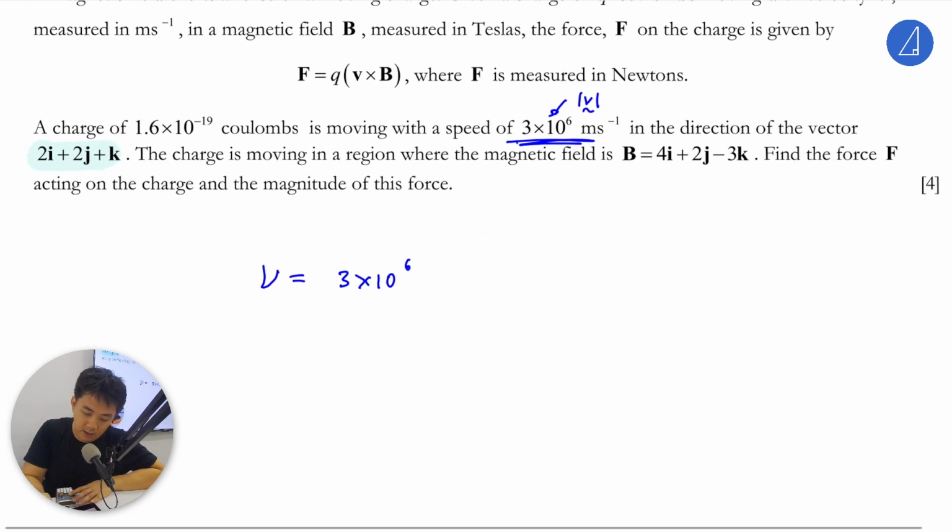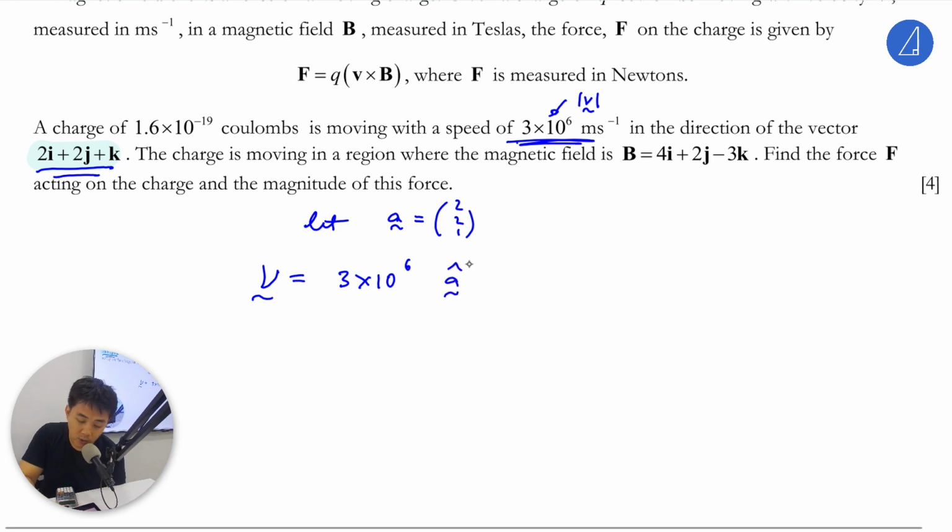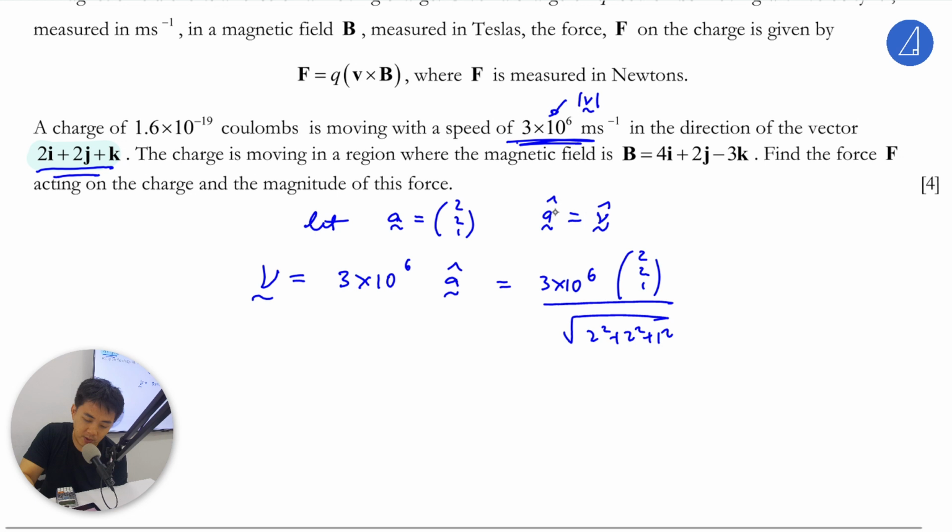So let me say this is just this direction, right? Maybe we just let a equal 1. So v will just be the magnitude multiplied by a unit vector. So 1 unit length, because it's in this direction, this is 3 times 10 to the power 6, then 2, 2, 1 over the square root of 2 squared plus 2 squared plus 1 squared. Actually, a unit vector is also equal to the v unit vector because they are parallel to each other.